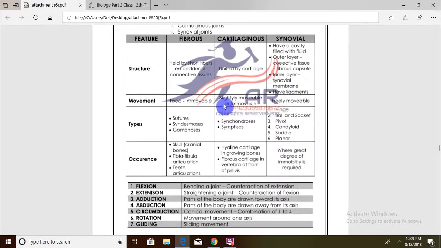Synovial. Now synovial joints have a cavity filled with fluid. The fluid in the cavity is called synovial fluid, and it reduces friction between the bones. That is its purpose. And the synovial membrane is double membranous.